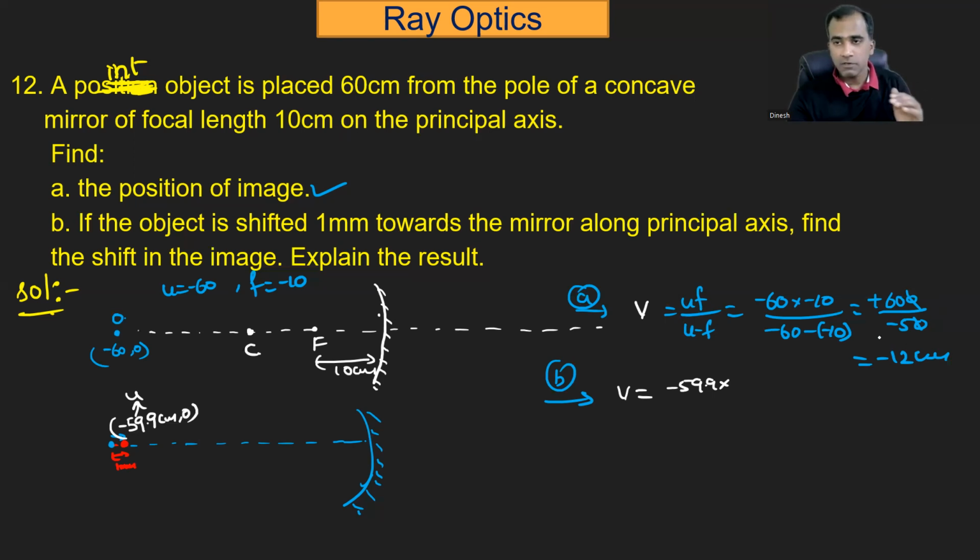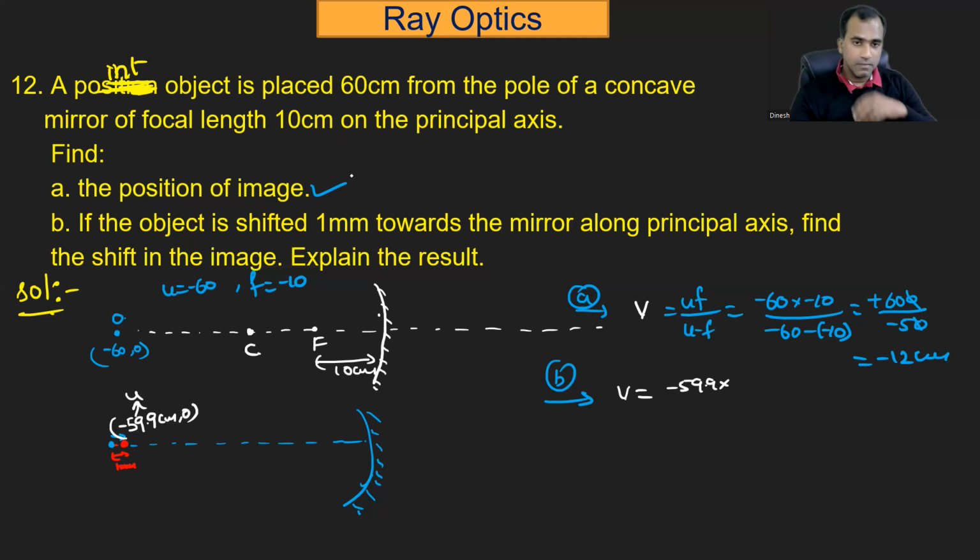So try to follow only a single unit. Even if they have given values in mm, you have to use a common unit, so convert it into centimeters. If they give many values in meters and some in centimeters, then you can convert everything into meters. But mostly focal length is given in centimeters. Very rarely do we have a 1 meter focal length.